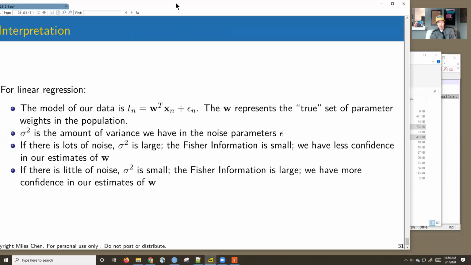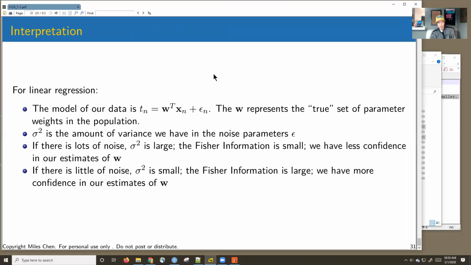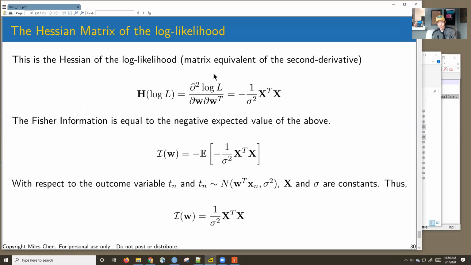Which just matches intuitive sense, in that if the data you have is very noisy, how confident can you be in your slope and intercept estimates? Versus if your data has less variance and almost looks like a line when you plot it, you can be a lot more confident in the slope and intercept.